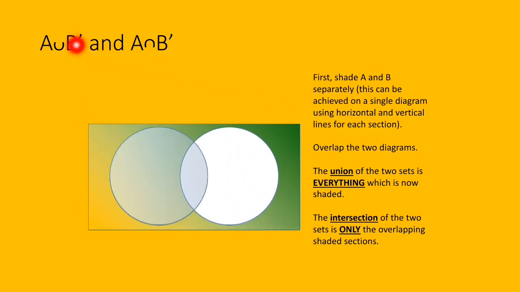Now what is A union B complement? It is everything that is now shaded. Every shaded area is known as A union B complement. Only this area which is in white color will not be considered, while the remaining area is A union B complement. A intersection B complement is only the overlapping shaded region, and the overlapping shaded region will be this one. So this one is the A intersection B complement.